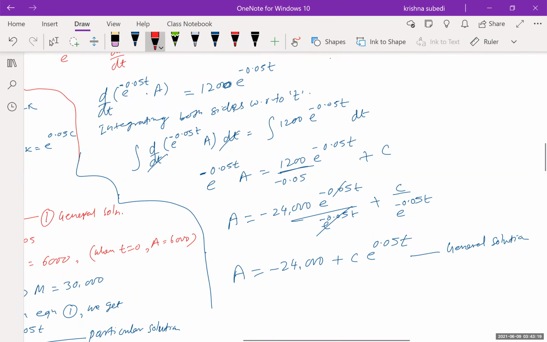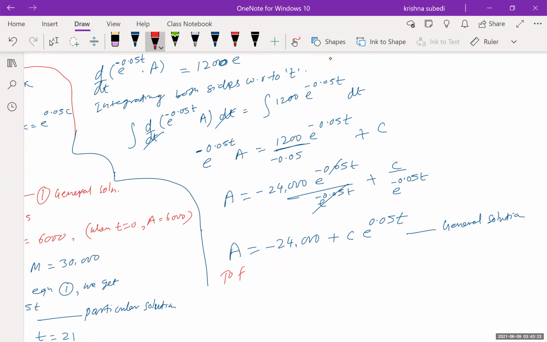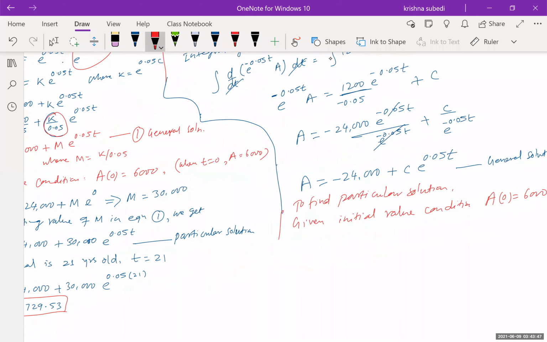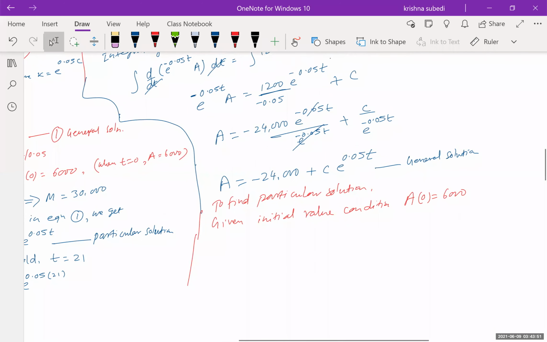And you know how to find the particular solution, right? To find the particular solution, you have the given initial value condition, which is a of 0 equals 6,000. This one is pretty much the same thing here. You just copy and paste. This part is the same once you have this general solution. And what it means is 6,000 equals negative 24,000 plus C e raised to 0.05 times 0, which is 0. Okay, and if you simplify it, it's gonna give you C equals 30,000.